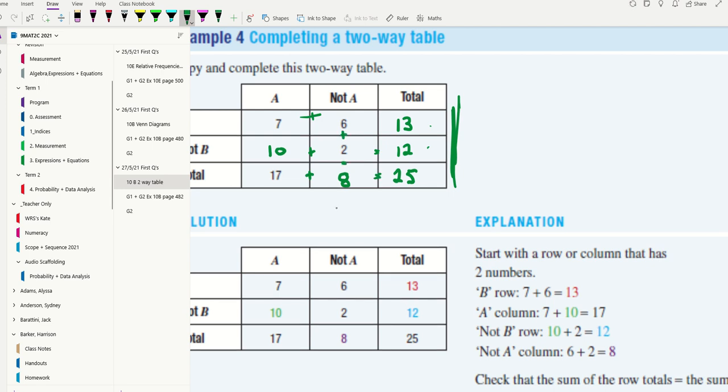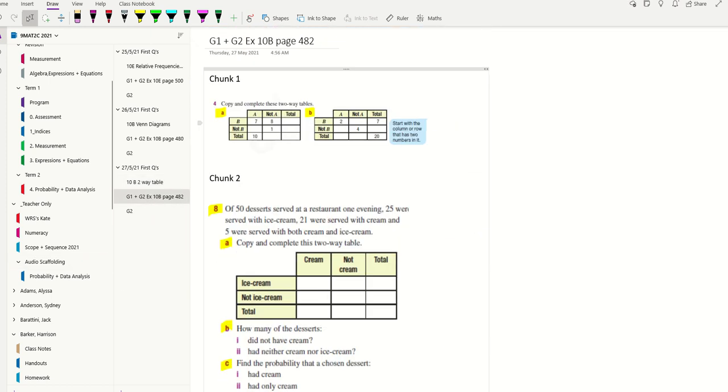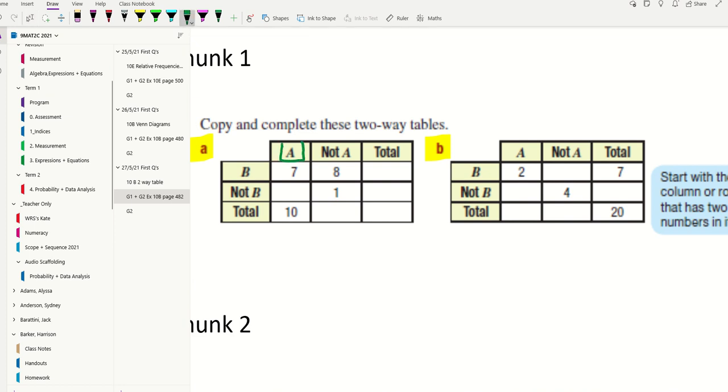Okay, so what you're going to do now is have a look at the first exercises. This is chunk 1. So you're going to copy and complete these two-way tables. Now these have a lot of numbers, so you really probably can do this without too much scaffolding. Up here, we've got our A and not A. Here we've got our B and not B.